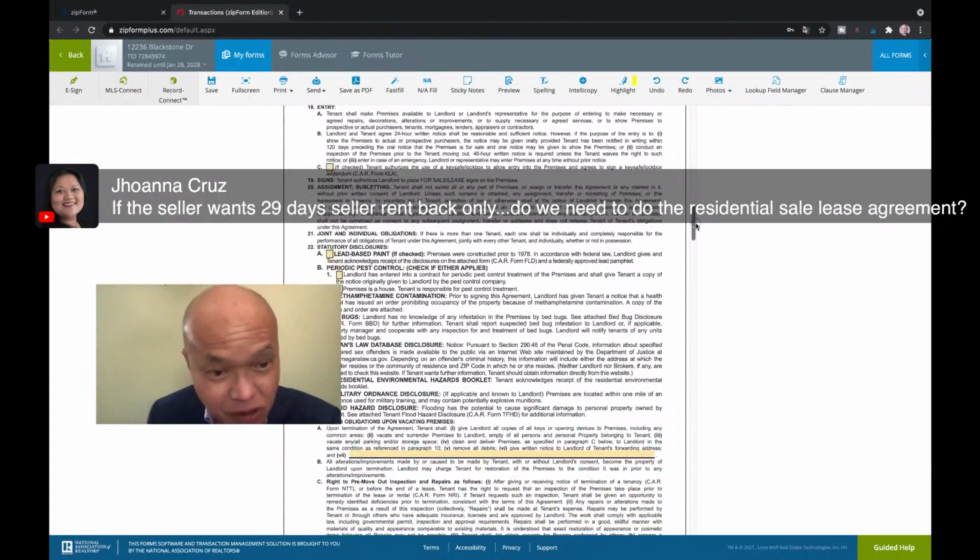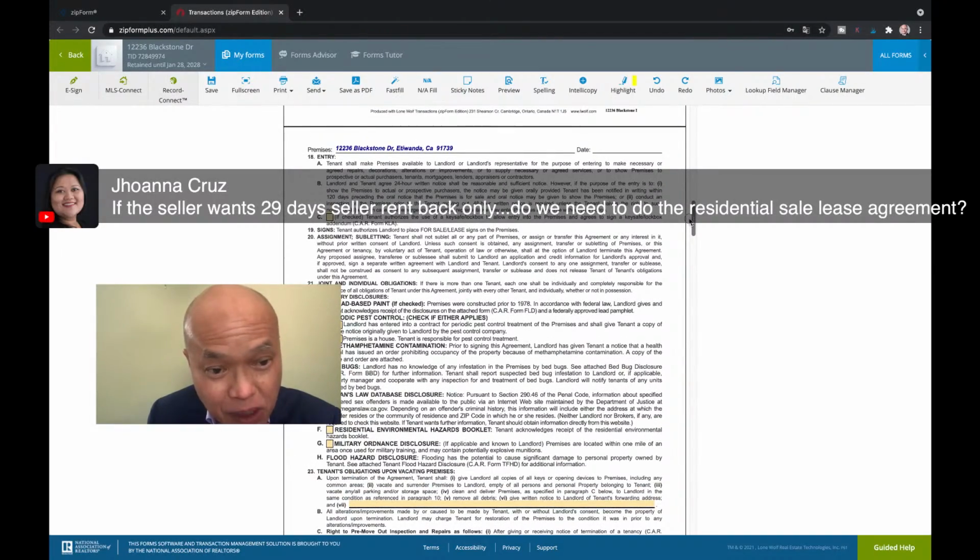So I'm going to skip the rest because they are standard provision. There's really not much point in me going through it.